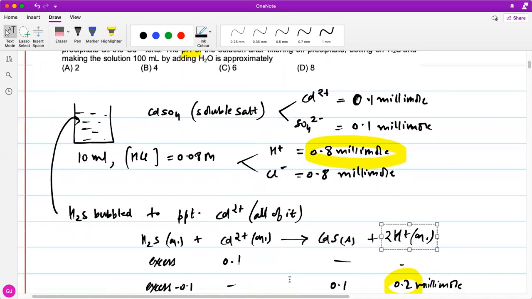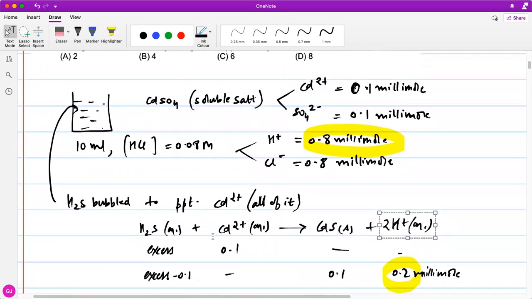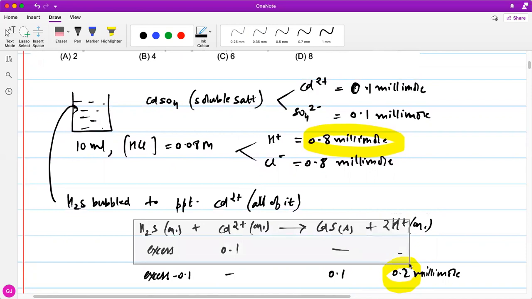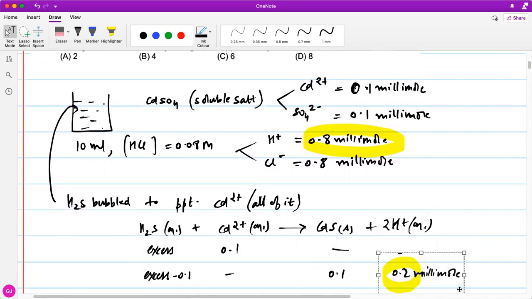Now, how much of that comes in the solution? We can quickly do that calculation because all of the cadmium 2+ ion is getting consumed. So say excess H2S was bubbled in. As a consequence, that 0.1 mole of cadmium precipitates and 0.2 mole of H+ got released into the solution.